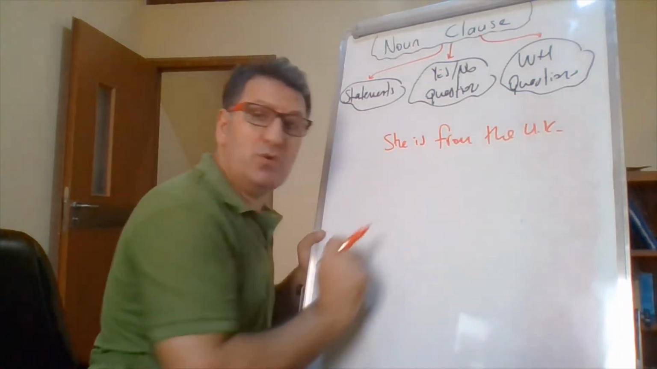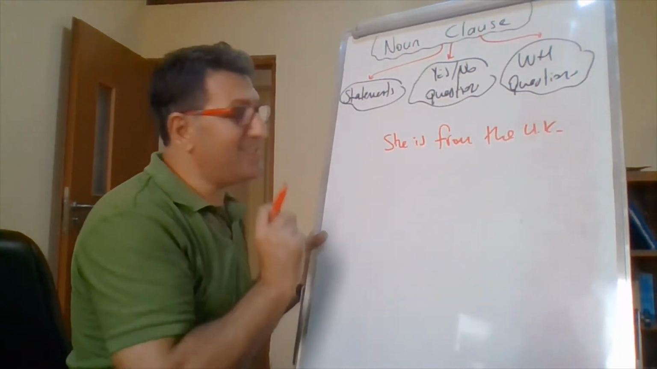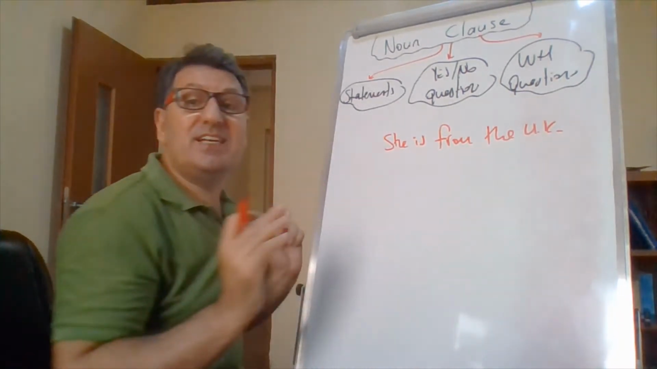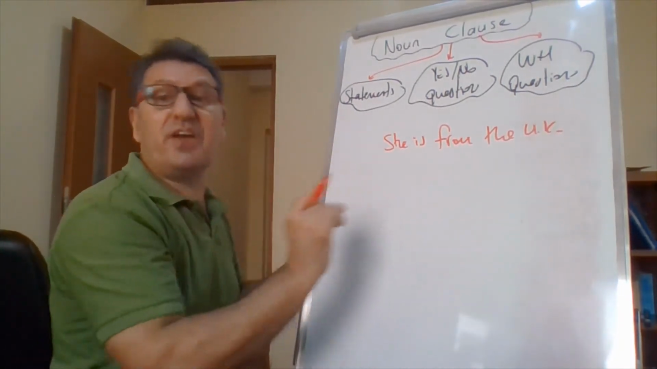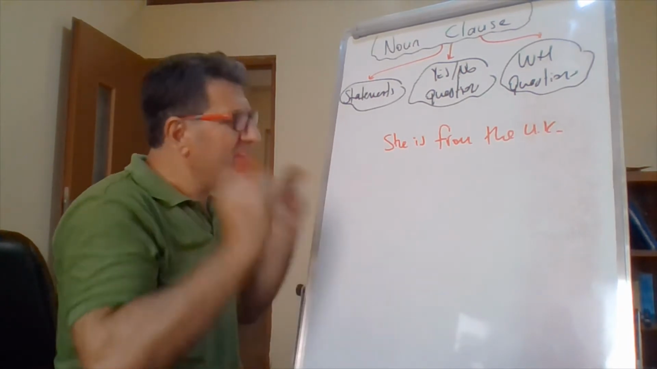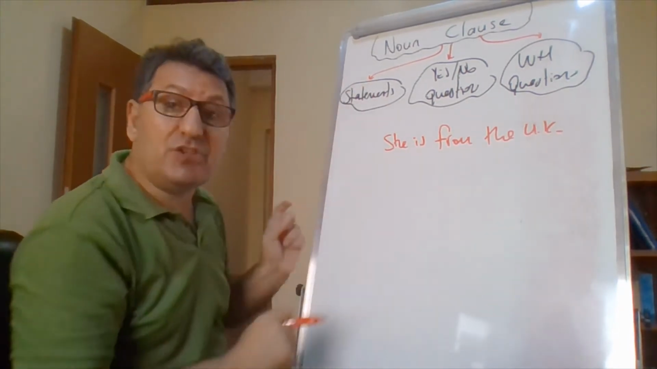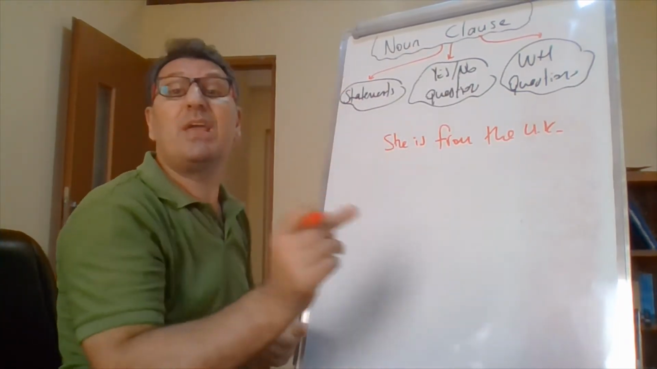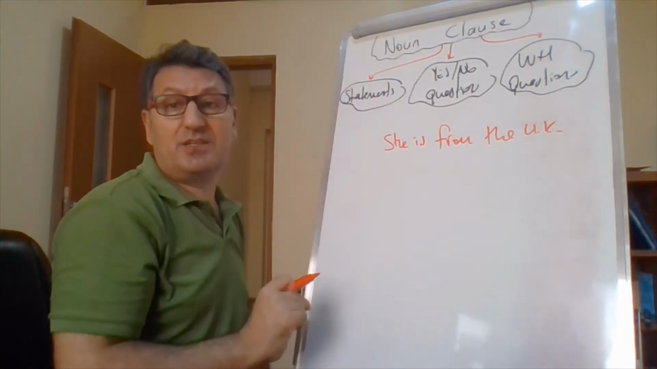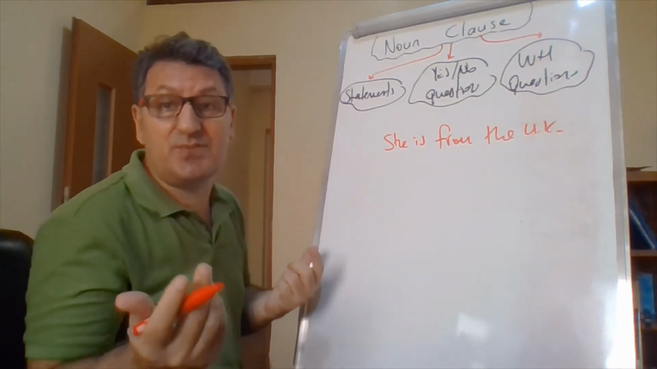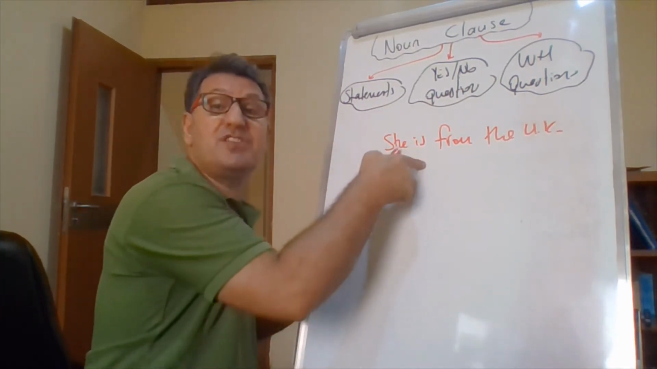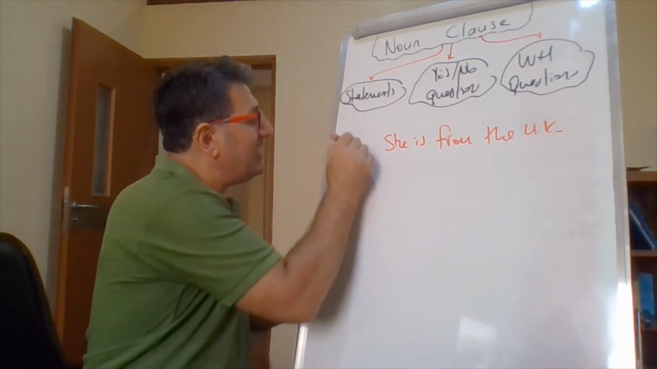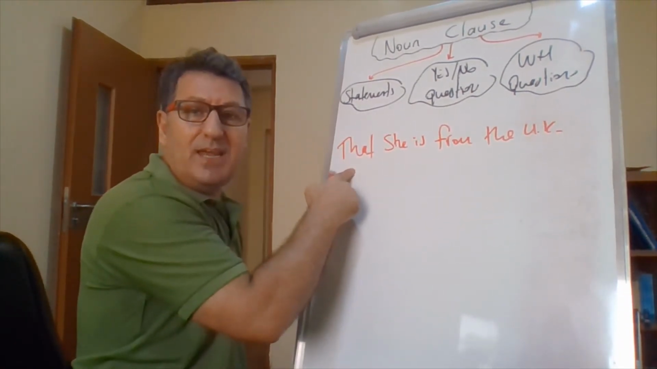So she's from the UK is a sentence. It's a statement, and I'd like to use this sentence as the subject of another sentence. But I cannot use it this way. First, I need to turn this into a noun clause so I can use it either as a subject or an object of a sentence, for example. So how can I turn this into a noun clause? It's pretty simple, by adding that at the beginning.